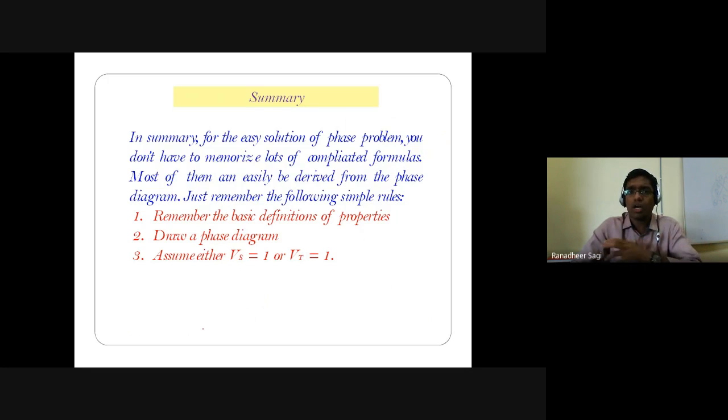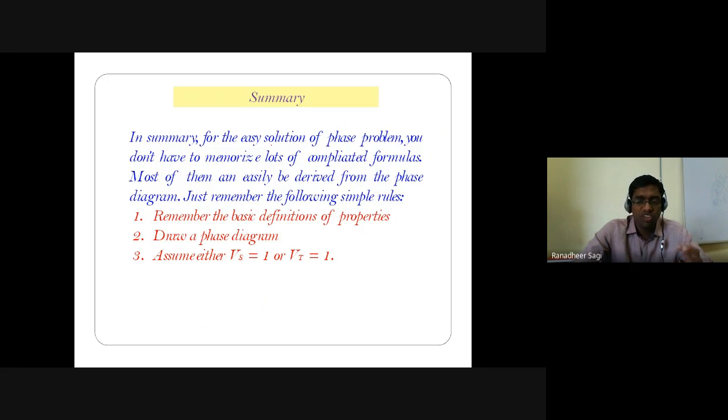So what we try to understand here, on the whole, is that any of the basic relations we are interested in can be easily derived by making use of the simple phase diagram. You are not required to memorize those relations between various parameters. You need not remember all those formulas which are said to be the relationships between various parameters.